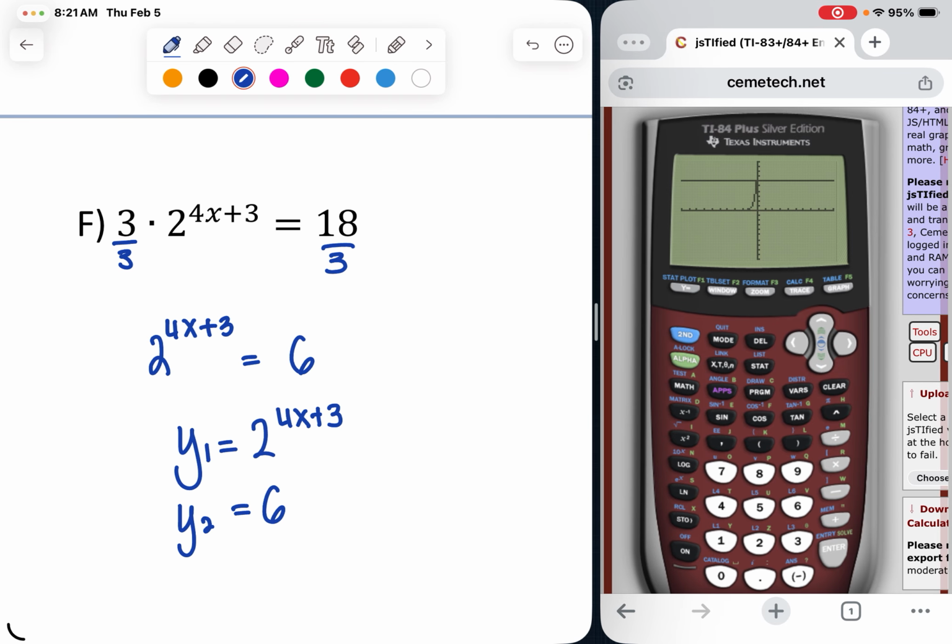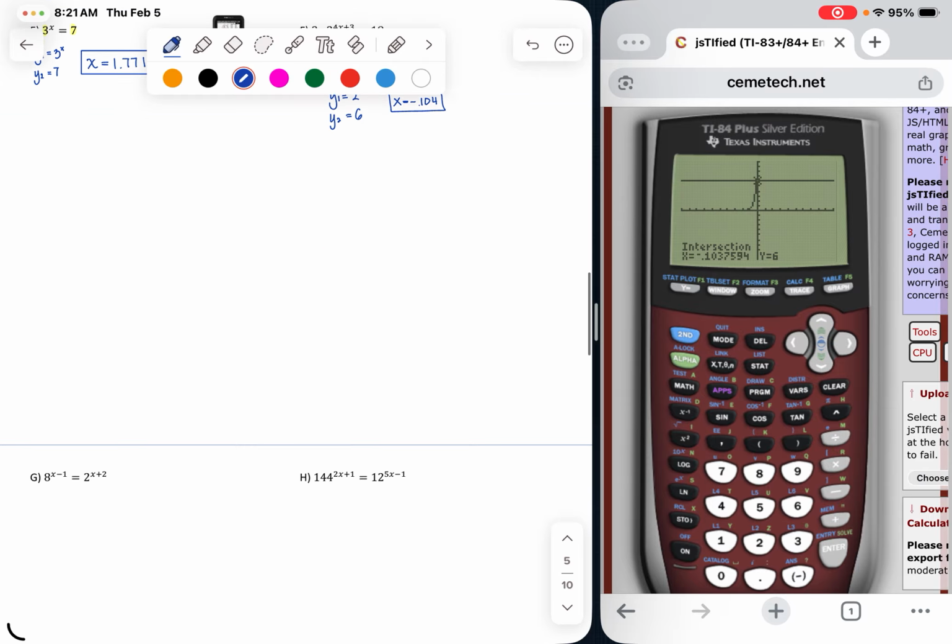Okay, so they do intersect. I'm going to hit second trace, option number 5, enter, enter, enter. And it'll tell me my intersection. The x value is negative 0.104. Voila. Okay. All right, let's move on. Get out of here, calculator.